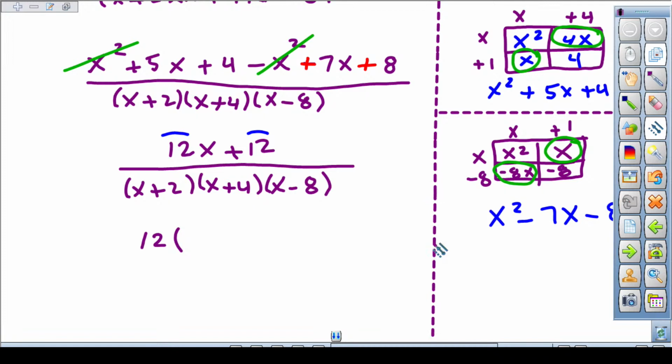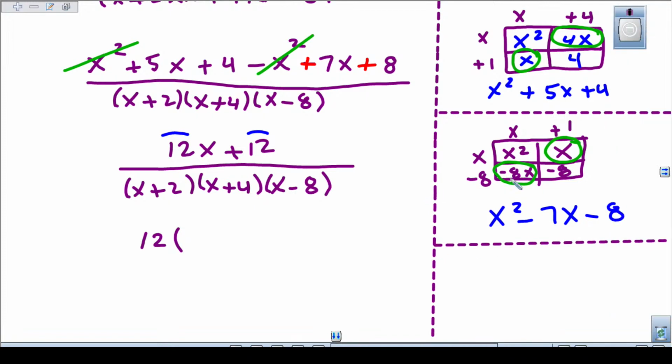Again, the work area is actually very big in this problem. It's very big.